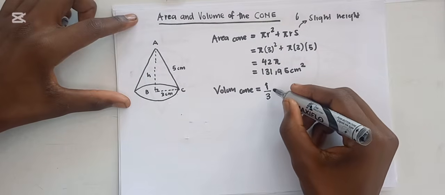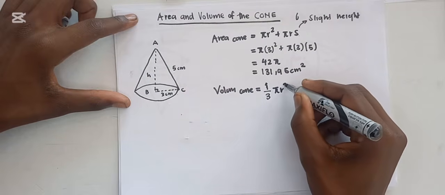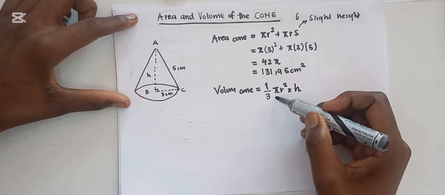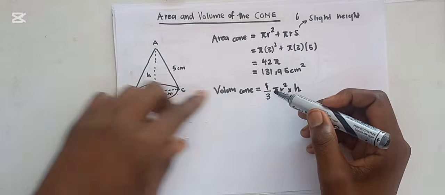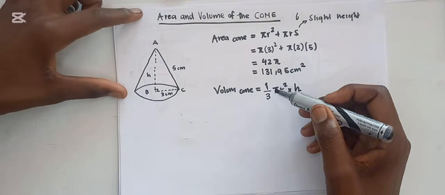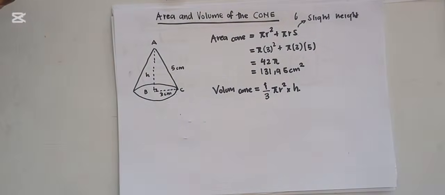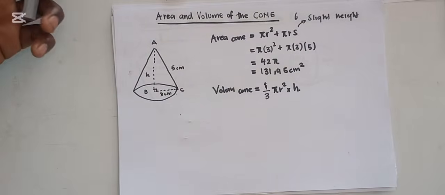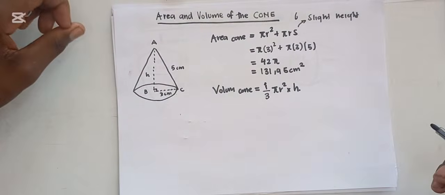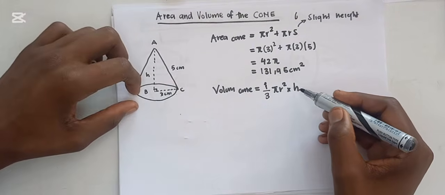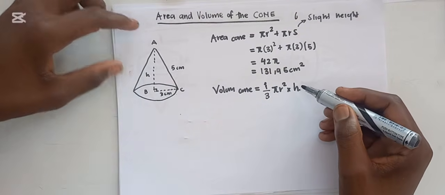So it goes like this. It has 1/3 pi r squared multiplied by the height. This one is a little bit understandable. The 1/3, I don't know where it comes from in this kind of formula. I have not done my research on that, but it's not important for you to know where that 1/3 comes from, because they're going to give you this formula. And then the pi r squared is the area of the base multiplied by the height.